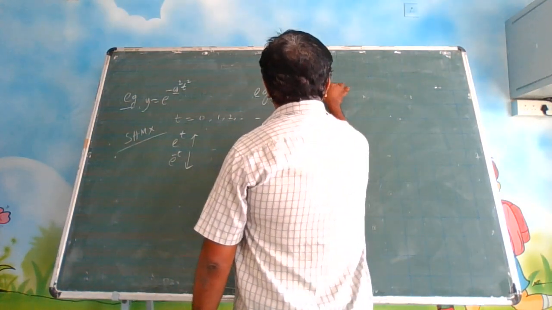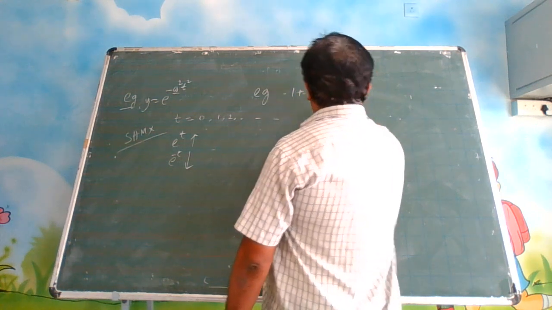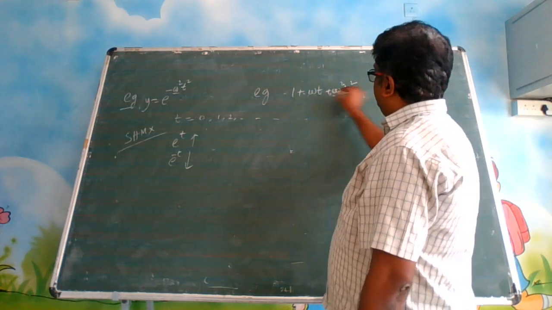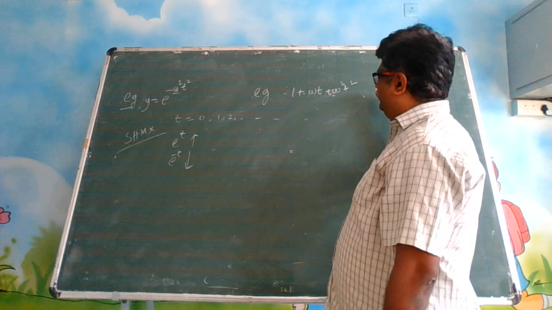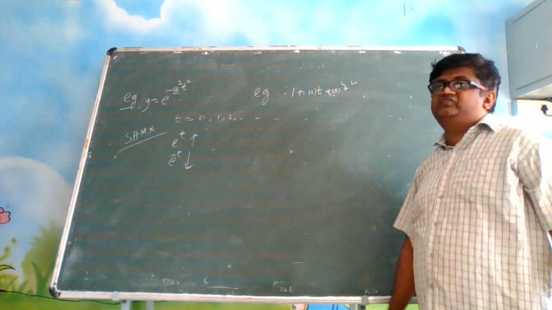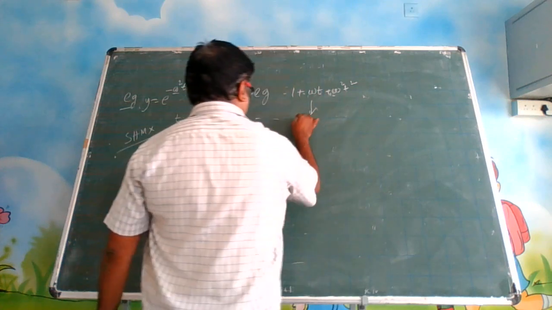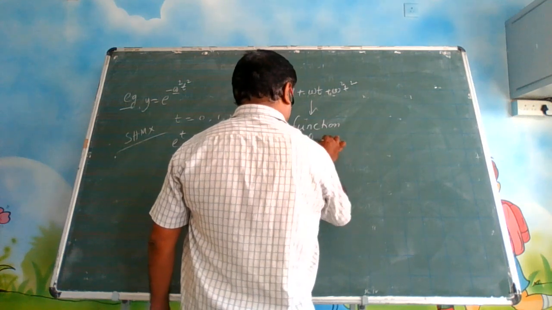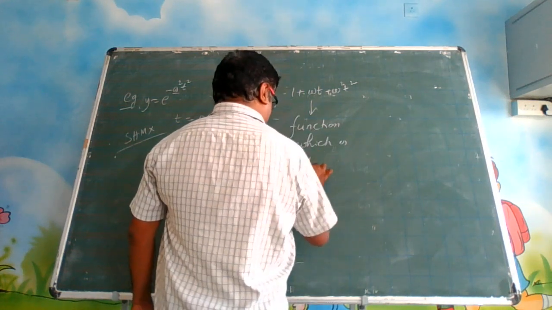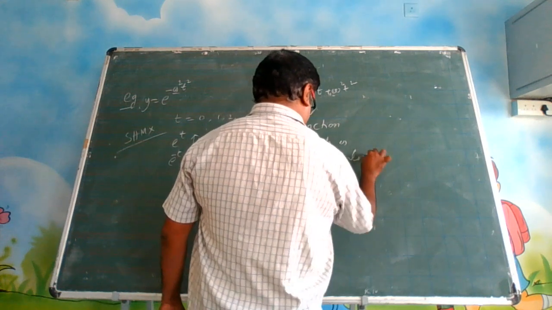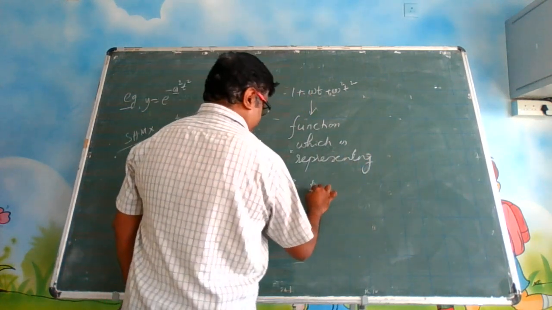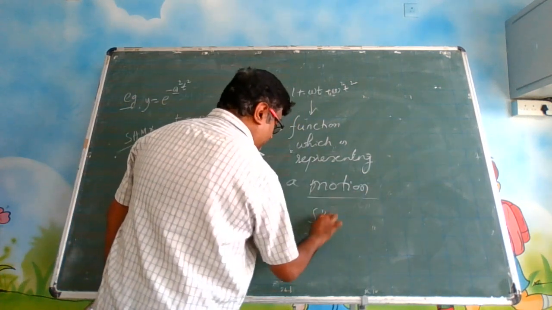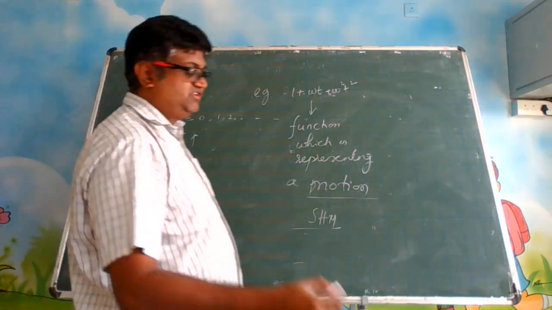1 plus omega t plus omega square t square. Is it simple harmonic motion? You keep on increasing the value of t, see this whole thing is a function. Okay? This function, what is it representing? This is a function which is representing a particular motion. Now whether this motion is simple harmonic motion or not is what we are investigating.